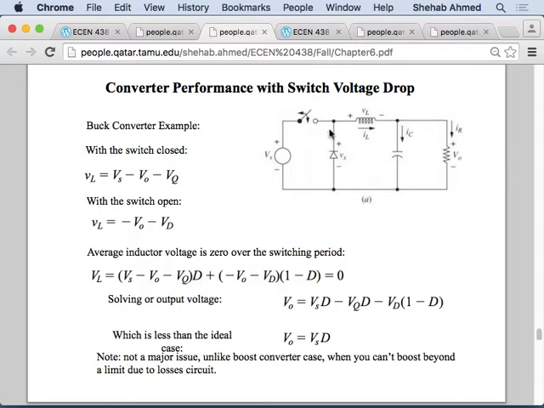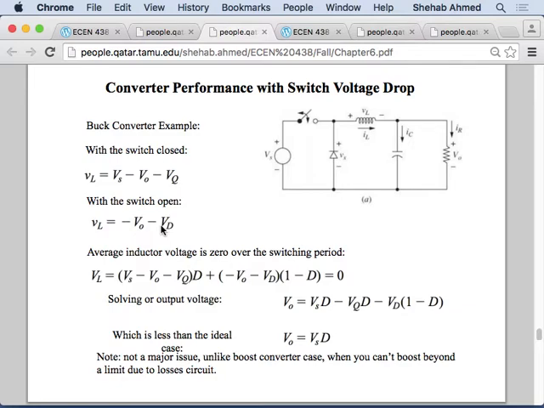If the diode is shorted, the voltage across the inductor was 0 here, minus V output on the other side, right? So it was minus V output. But if we want to consider the forward voltage of the diode, the forward voltage of the diode opposes the flow of current, right? So it's in the opposite direction as Vx.